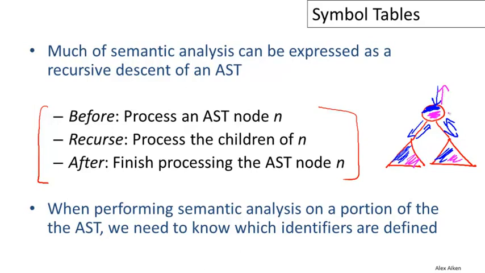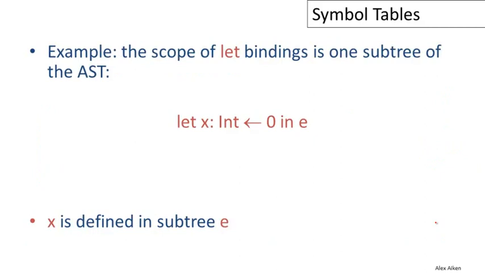Returning to the main topic of this video, when we're performing semantic analysis on a portion of the abstract syntax tree, we're going to need to know which identifiers are defined, which identifiers are in scope. An example of this kind of recursive descent strategy is how we can process let bindings to track the set of variables that are in scope.